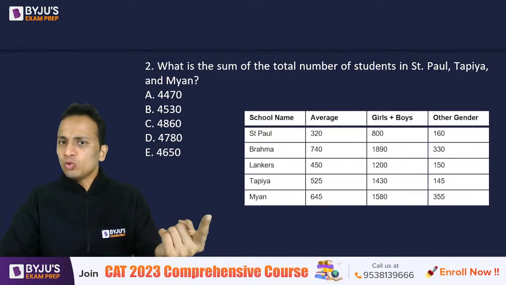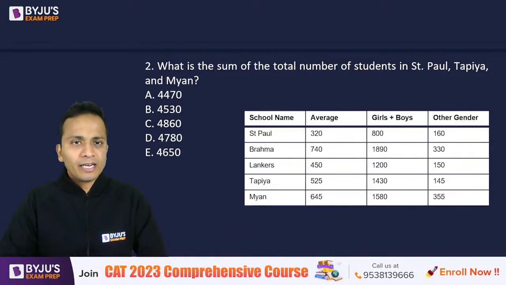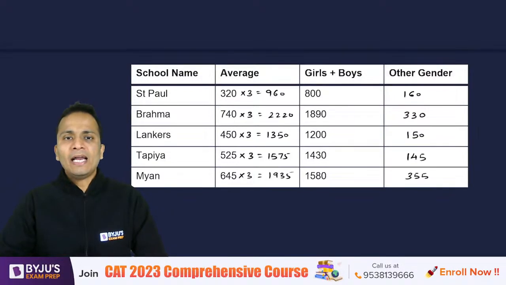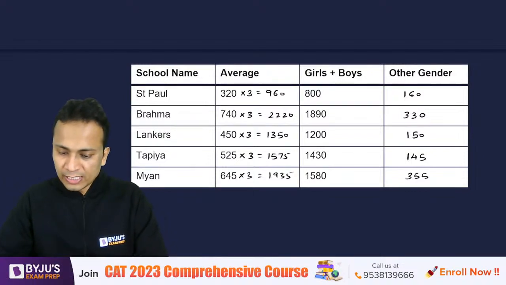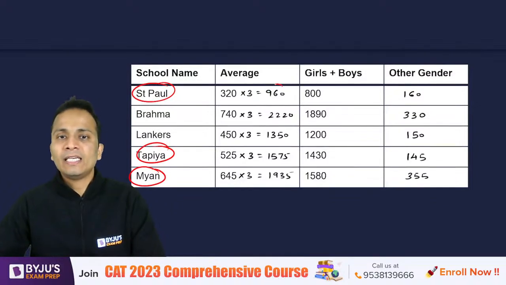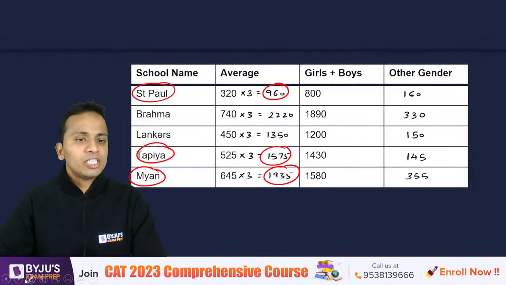Now I'll go back to the analysis that I had done earlier. So let's go back and look at these numbers. So what we need to do is we need to find out the total number of students for St. Paul, Tapia, and Mayan. So St. Paul, Tapia, and Mayan, these are the 3 schools, and the total number of students are written here. Okay, so we just need to add these 3 numbers, right?